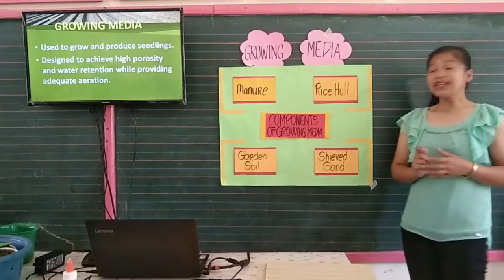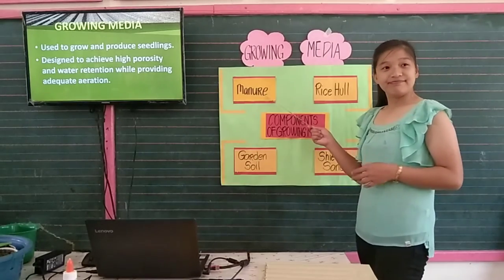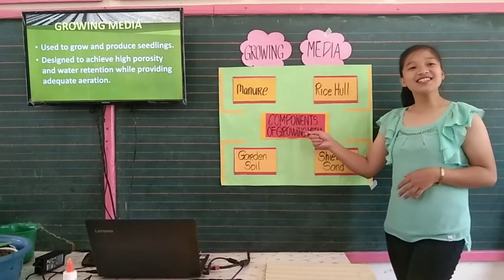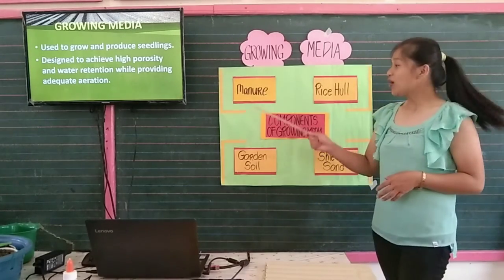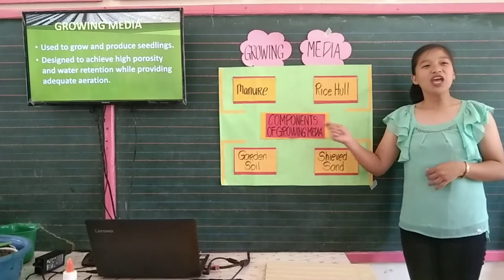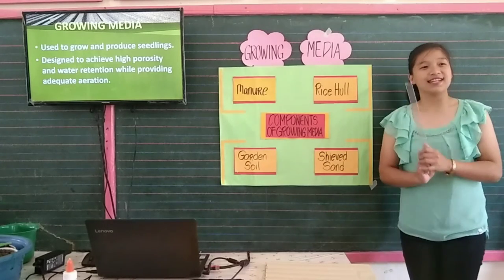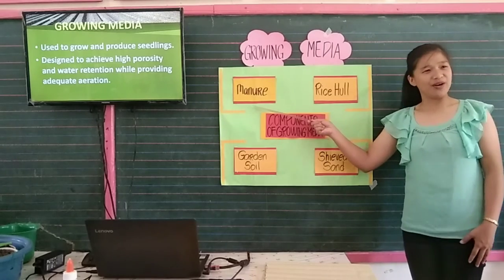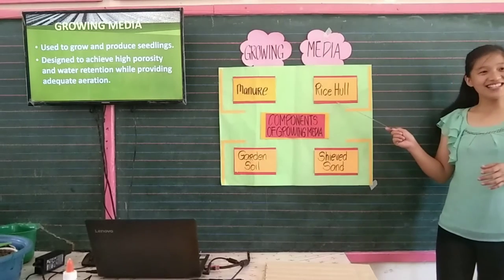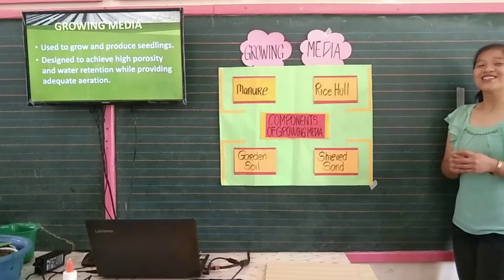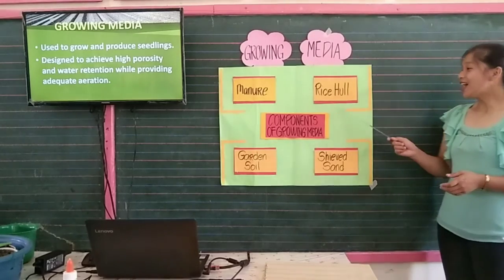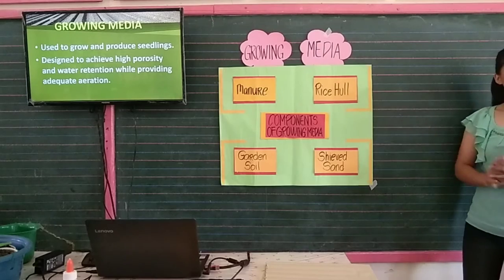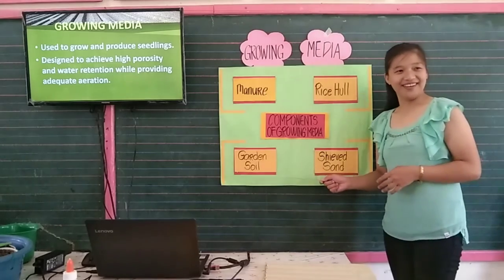So, what is manure all about? Very good. Manure is a key fertilizer in organic and sustainable soil management. It produces plant nutrients and can be an excellent soil conditioner. So, how about rice hull? Okay, so very good. It helps to aerate compacted soil.